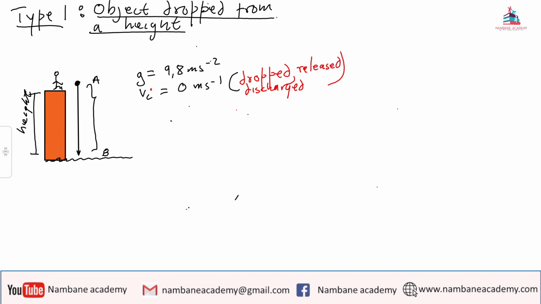So what does this say to me? It says I am going to start with a velocity of 0, and as I move down, the velocity is going to increase. So what does this say to me? It says v at B is greater than v at A. And why is that the case? Is that the case because now we have our object?